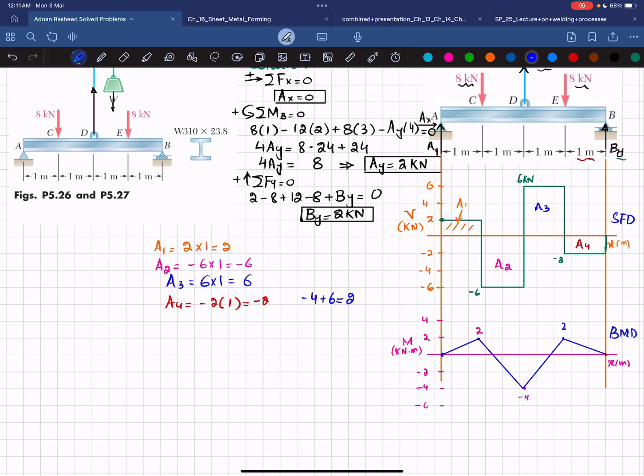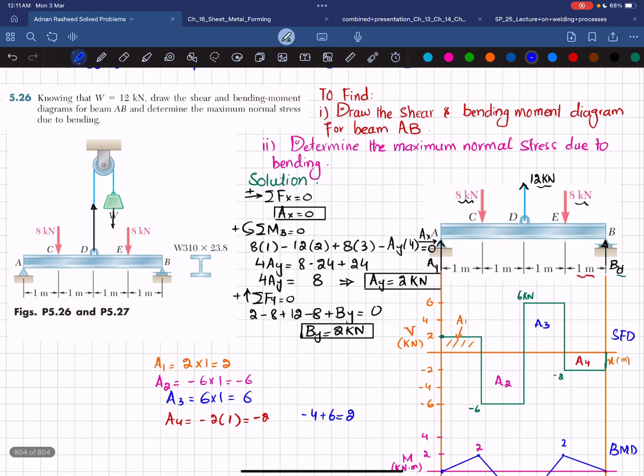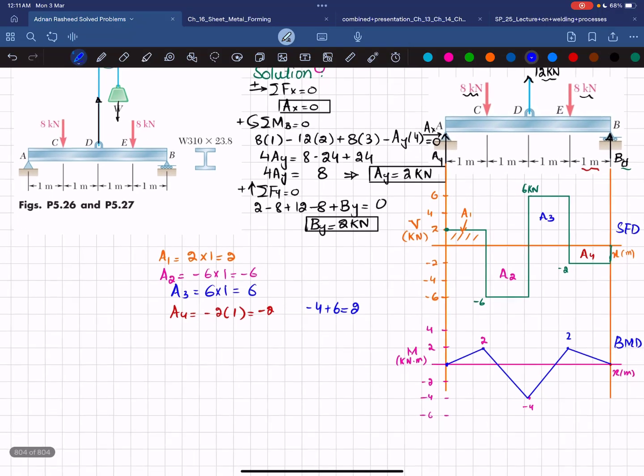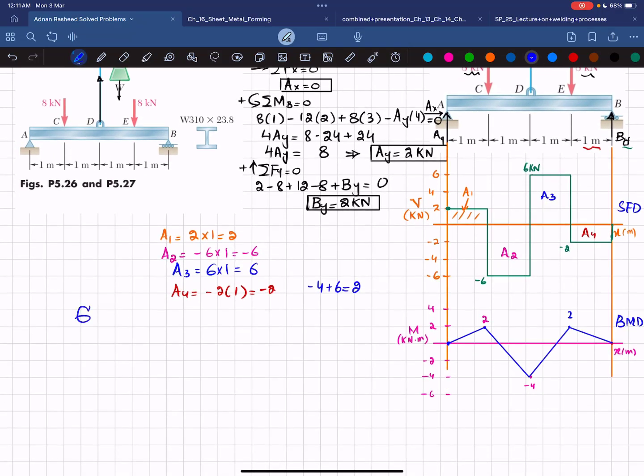Now in the second part, we have been asked to determine the maximum normal stress due to bending. As we know, maximum normal stress is equal to the absolute value of maximum bending moment divided by the section modulus. So you can see here that the absolute value of maximum bending moment is |-4| kilonewton meter, which will give you 4 kilonewton meter.